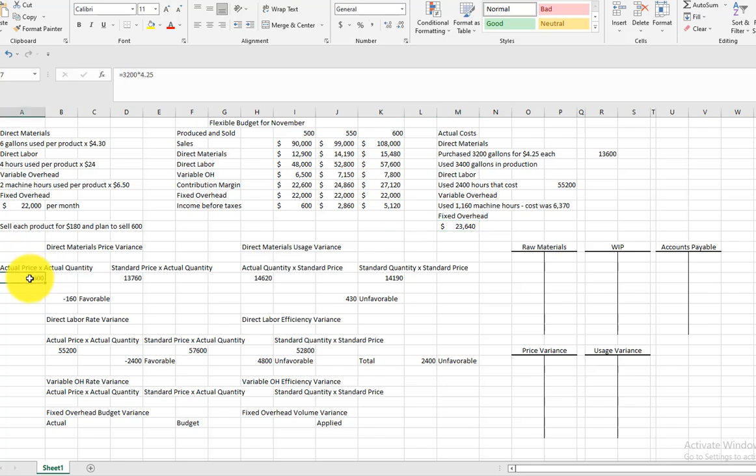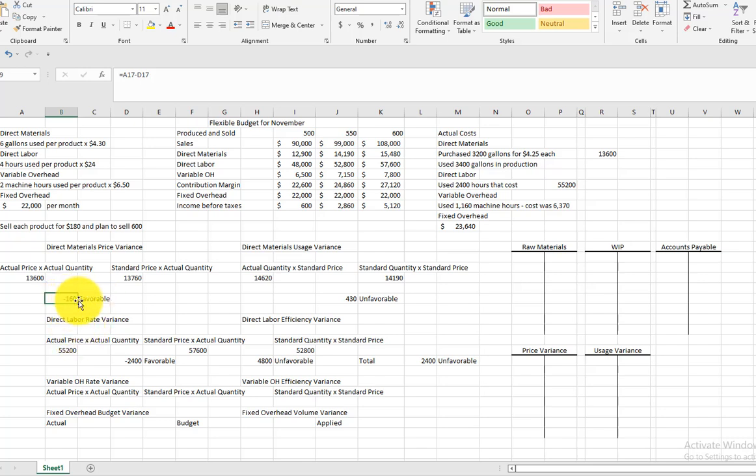So the actual price and actual quantity, 13,600, just like I calculated over here. We purchased 3,200 at $4.25. The standard is $4.30, right? And 3,200 is the actual quantity. So the difference is 160. That's favorable, right? We spent less, $4.25, than $4.30, less than we planned. So we've got a favorable variance.